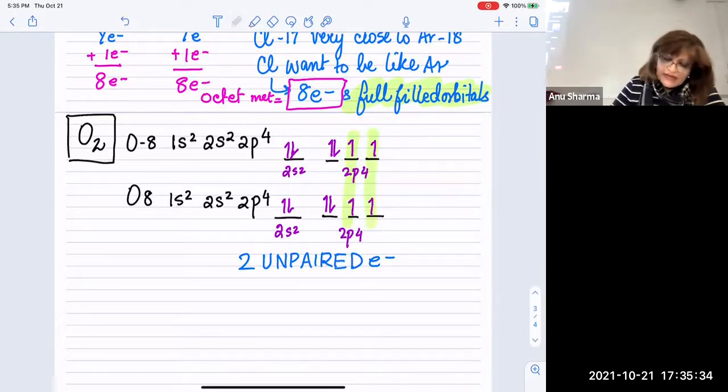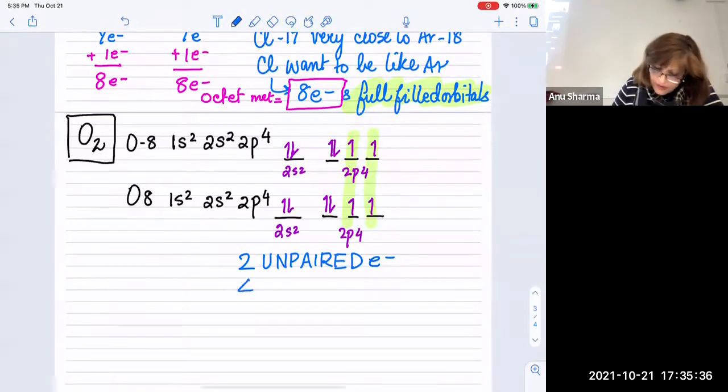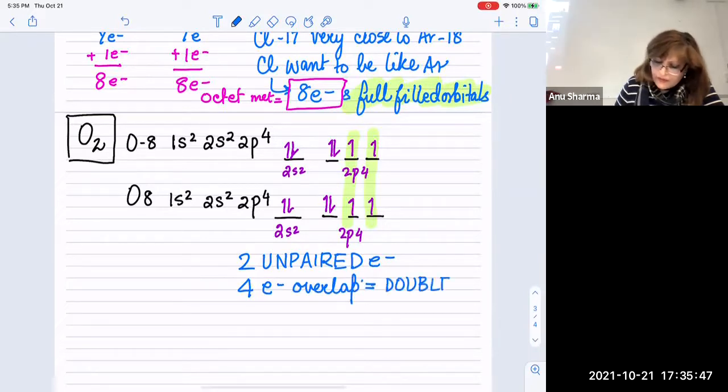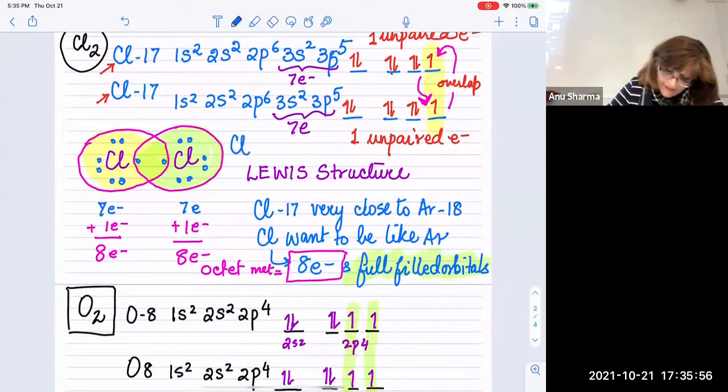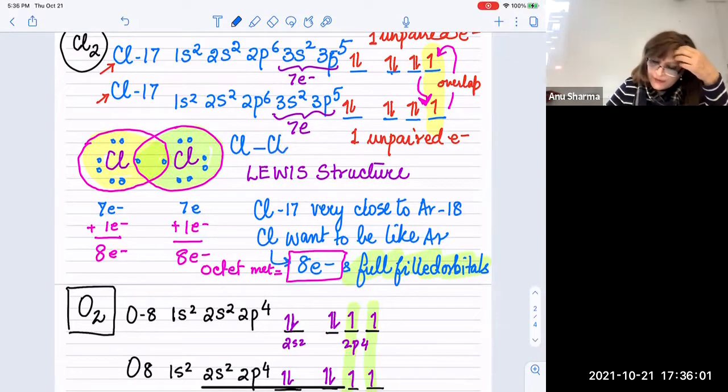Okay, so anytime 4 electrons are overlapping, in that case, we have a double bond. Okay, double bond. And double bond is 2 bonds, 2 single bonds basically. So in the chlorine case, it was chlorine and chlorine single bond, only one, this one overlapped. So 2 electrons overlap, and that's a single bond.